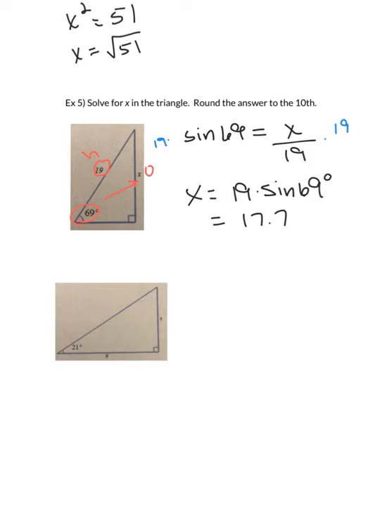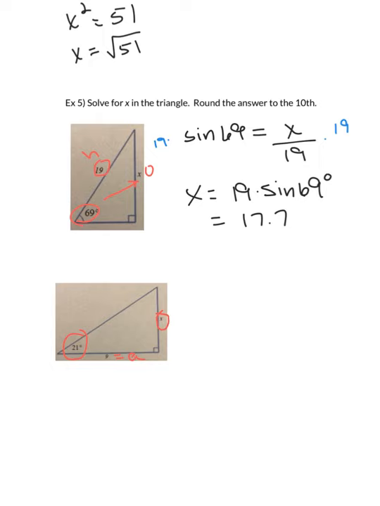On the second figure in example 5, if we look at what we are given, we have our angle of 21 degrees. We are looking for the side across from it, the opposite, and we are given the side attached to it, which is the adjacent. If we have opposite and adjacent, then we need to use the tangent function.